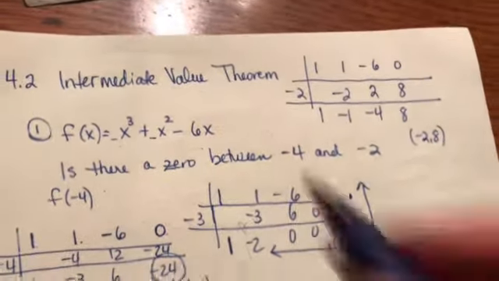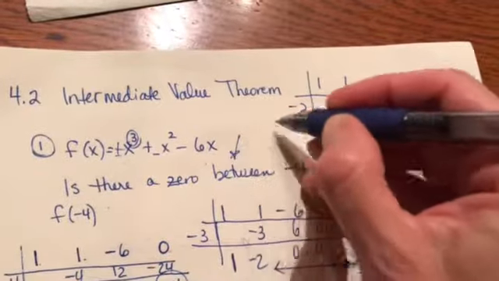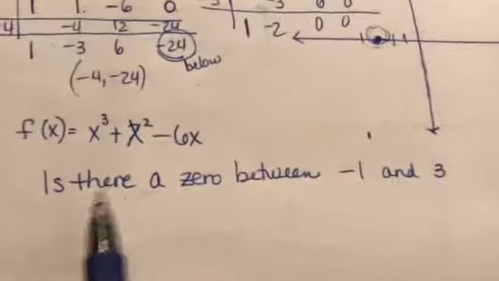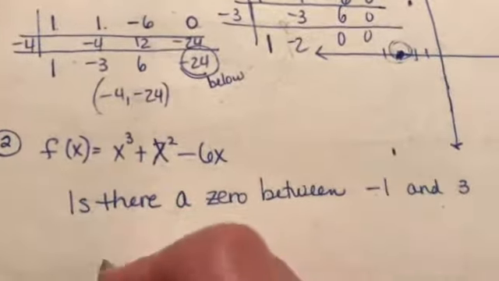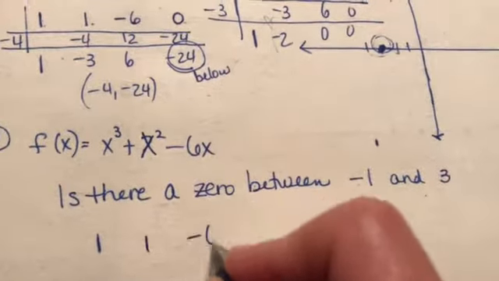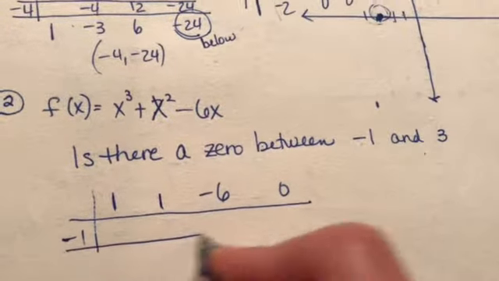Okay. And by the way, I also know my end behavior, because this is odd and positive, that it's going to go down on the left and up on the right. So I know so much. Okay, now it wants to know, hey, is there a 0 between -1 and 3? Well, let's plug in -1 everywhere and see what you get. I am actually going to use synthetic division again, of course. And I'm going to plug in a -1.